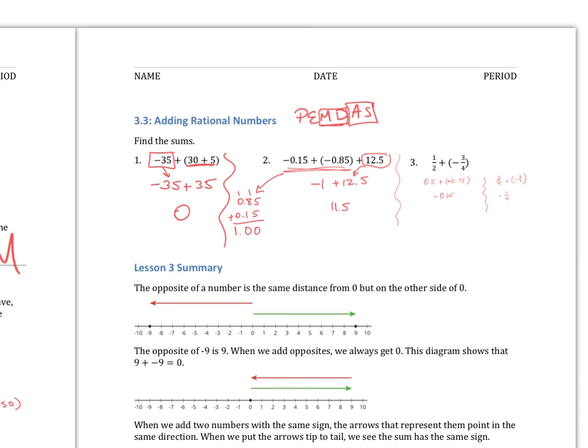So again, some reminders from this activity. To add two numbers with the same sign, we add their absolute values and then keep the sign. To add two numbers with different signs, we subtract their absolute values and use the sign of the number with which there are more of. And then also remember, when we add opposites, the sum is always 0. This is called additive inverse. So let's write that one last thing down. Additive inverse is basically saying when you add opposites, it equals 0.